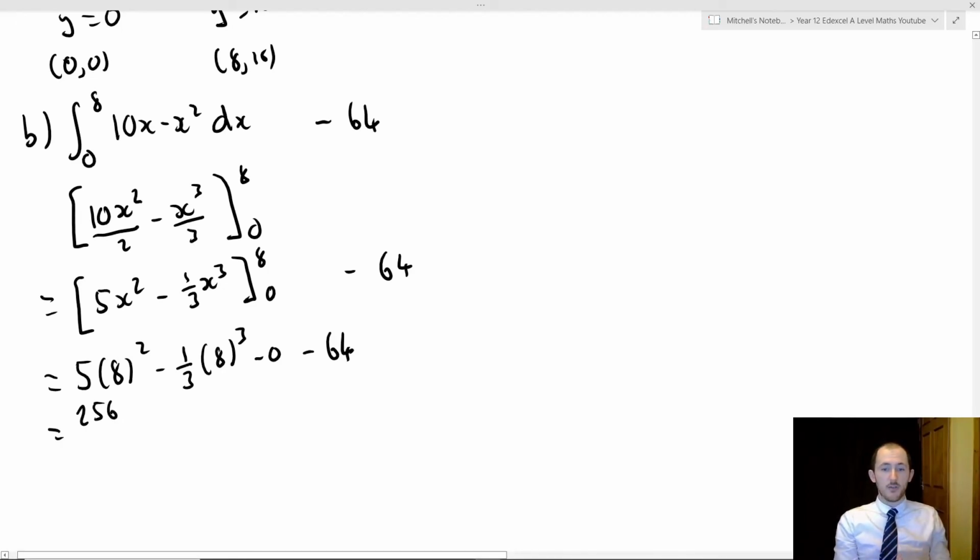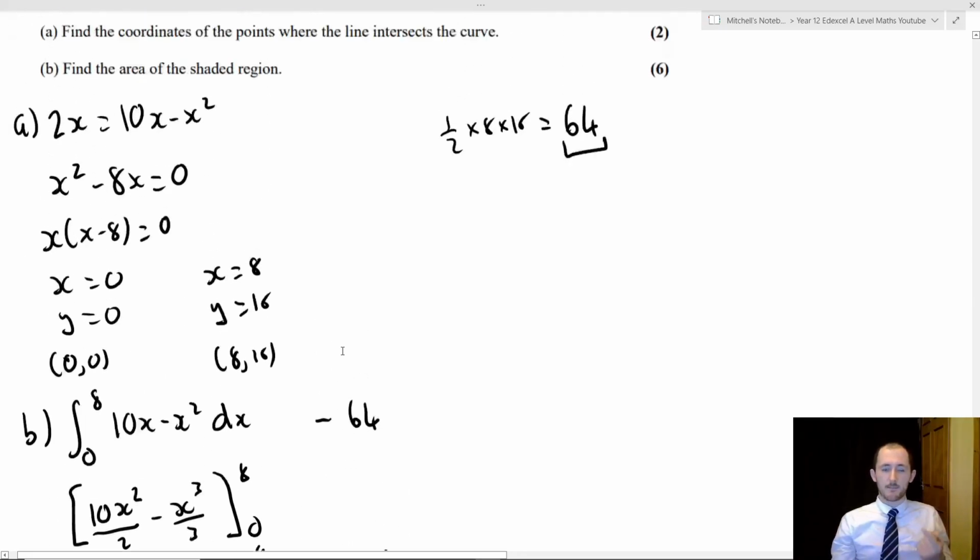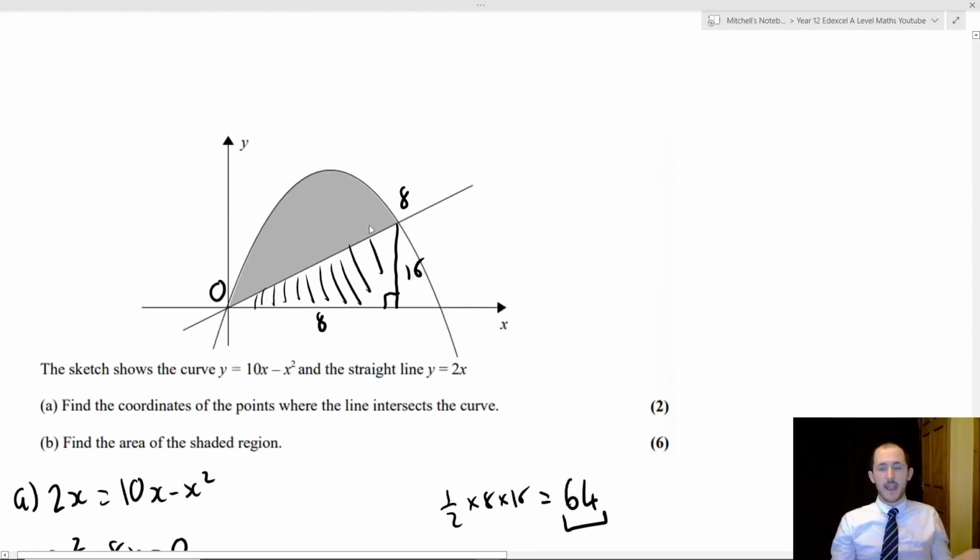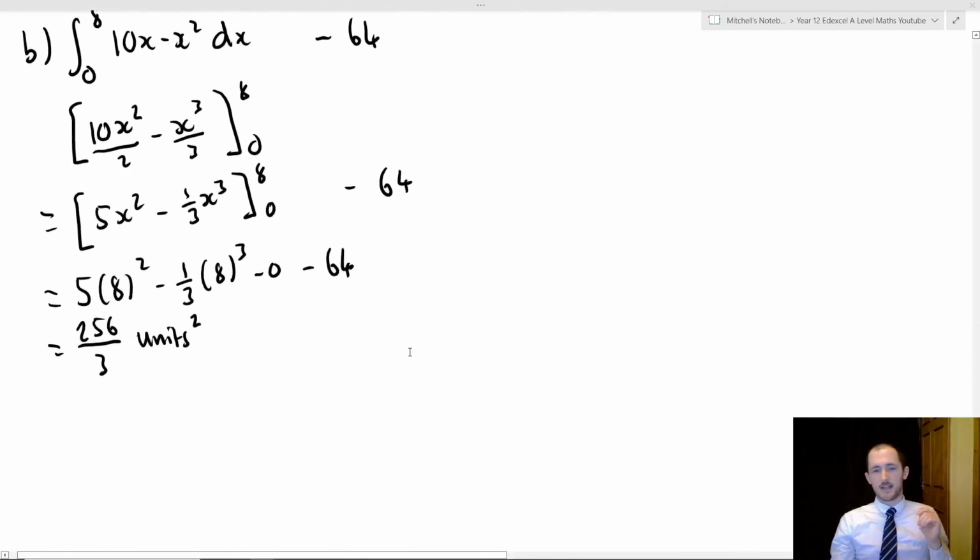Technically, we don't have any units, so you don't have to write anything, but if you want to be really meticulous, you can write units squared. And again, it's positive because it's above the x-axis. Everything below the x-axis would be negative. Okay. So that's all the questions I had for today.